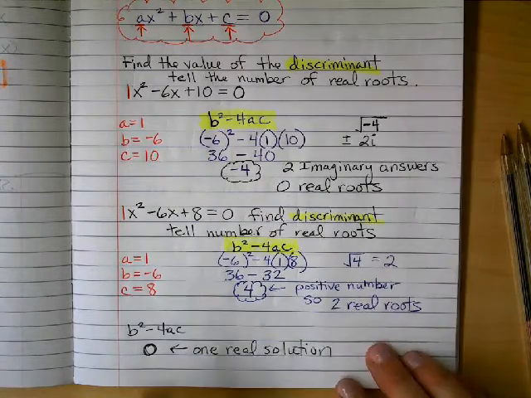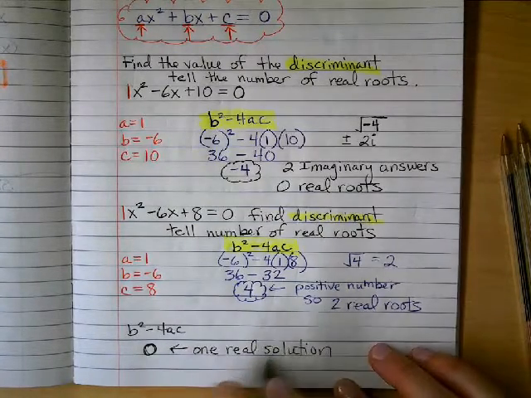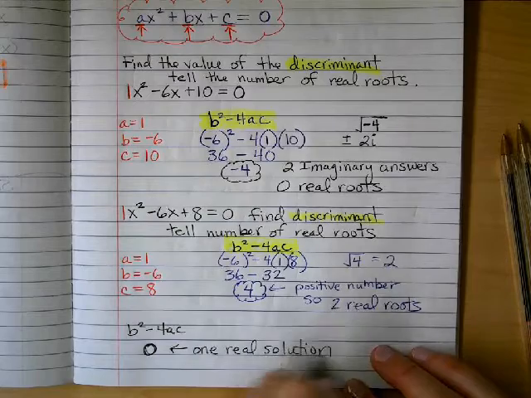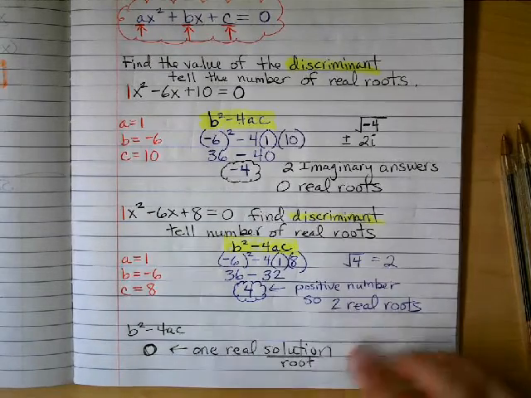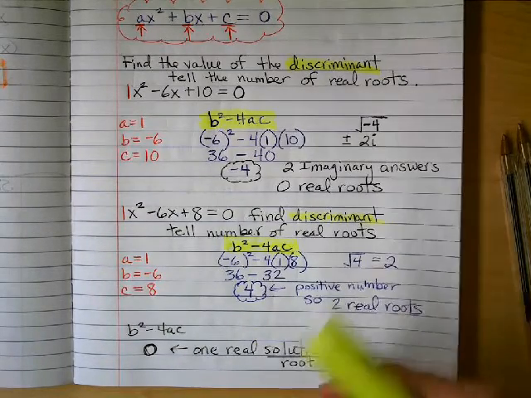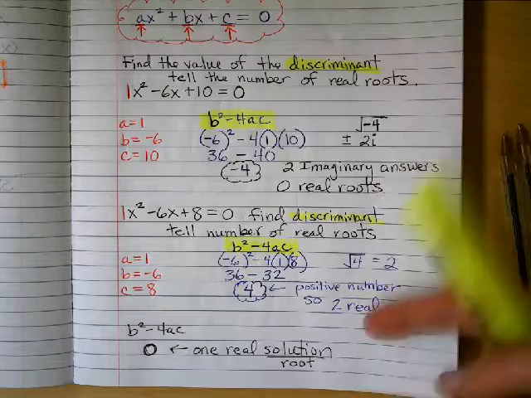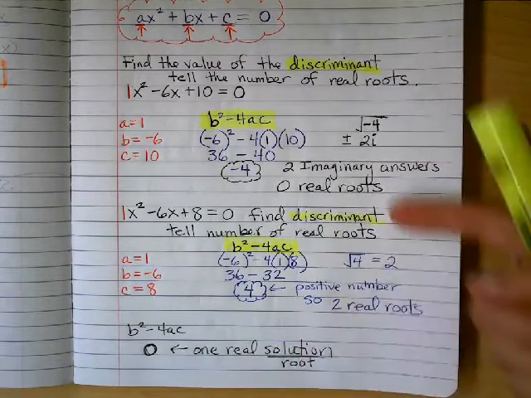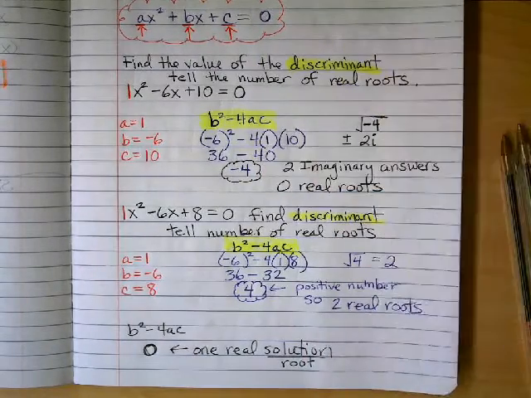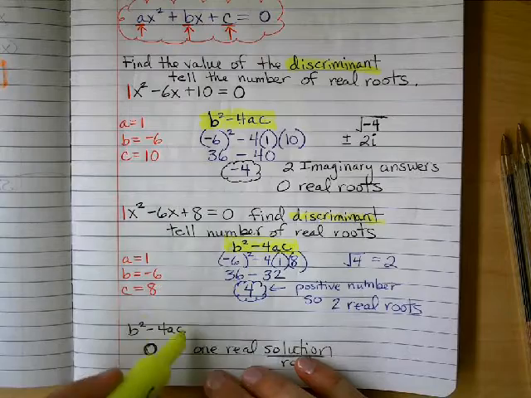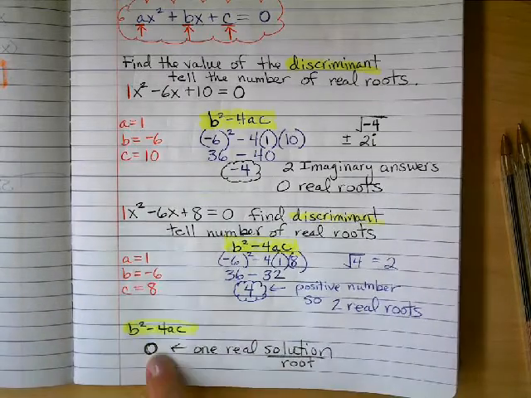1 real solution or 1 real root. The word solution could be called root. That's why we use the word root. Root means solution. So this has 2 real answers. This has 1 real answer. The one up here had 0 real answers. So if you do b squared minus 4ac and it comes out to 0, you're only going to get one real solution.